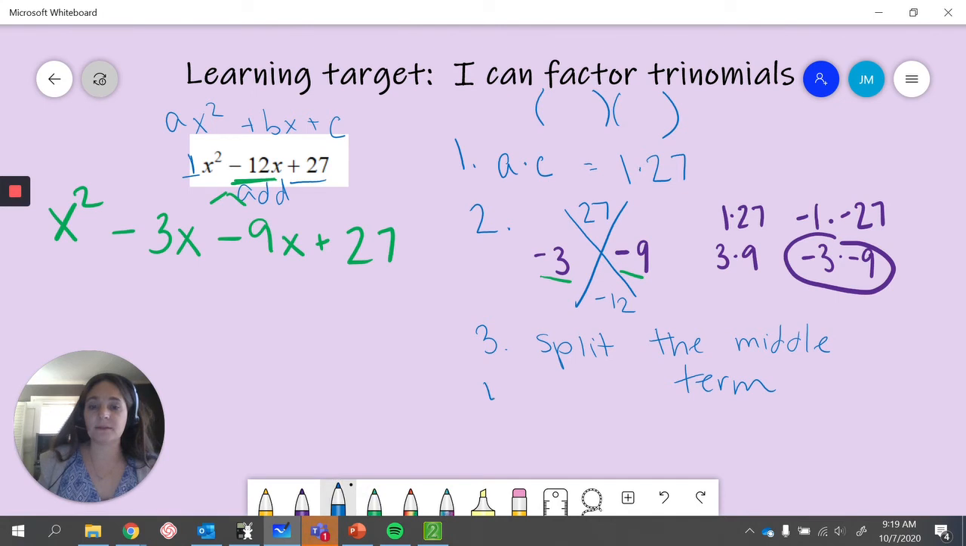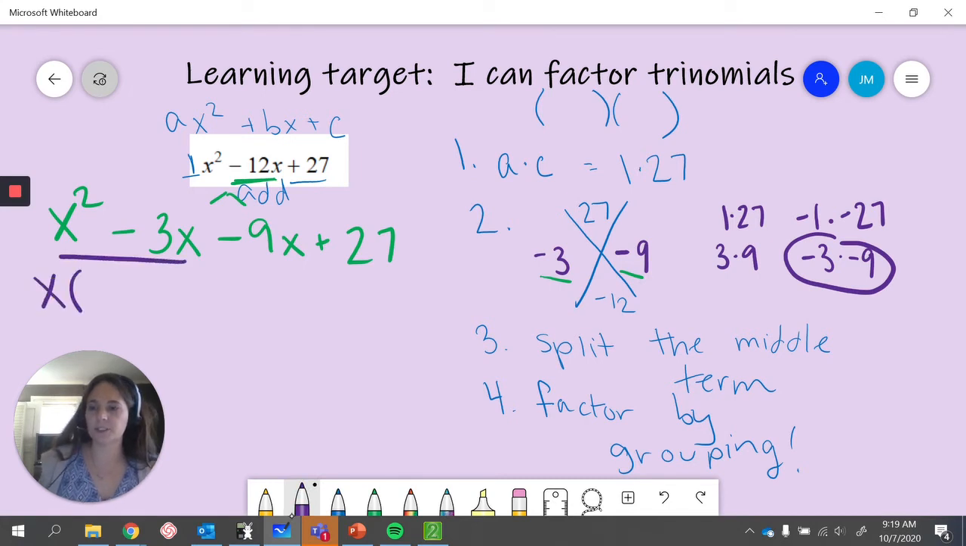And then the final step is to factor by grouping, which we practiced last week, so hopefully it's no big deal by now. So we're going to take our first pair and factor out the greatest common factor, which is x, and then we get x minus 3. And then we're going to take our second pair and factor out our greatest common factor. Don't forget the negative comes down.